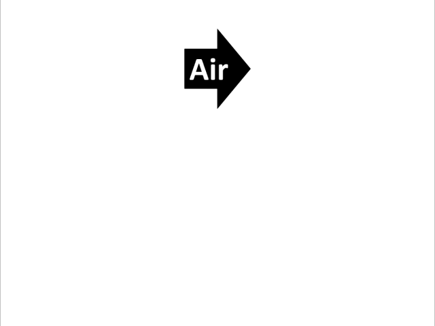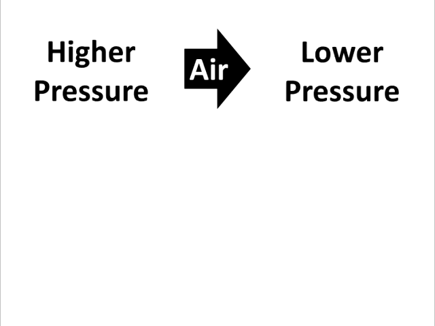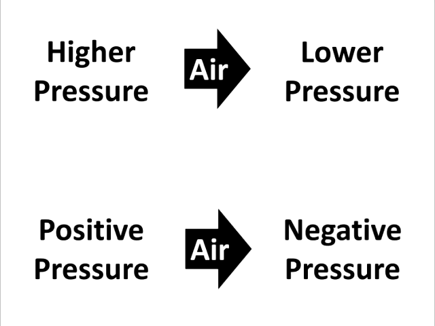Pressure causes air to flow. More specifically, air flows from areas of higher pressure to areas of lower pressure. Stated another way, air flows from areas of relatively positive pressure toward areas of relatively negative pressure.